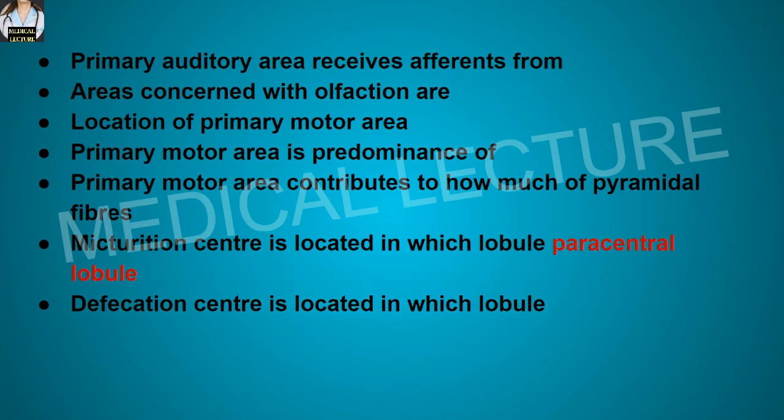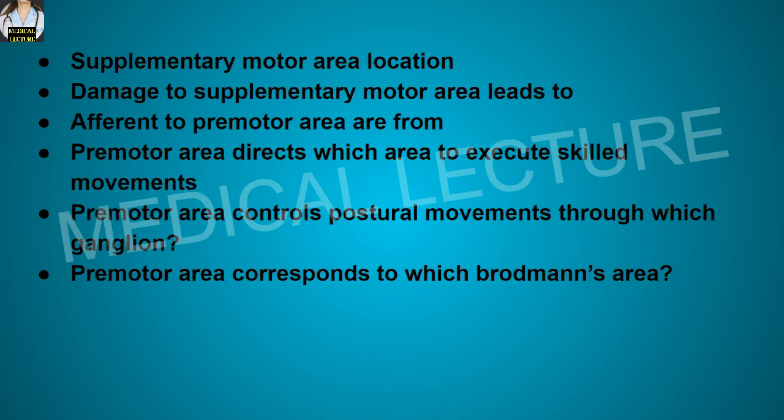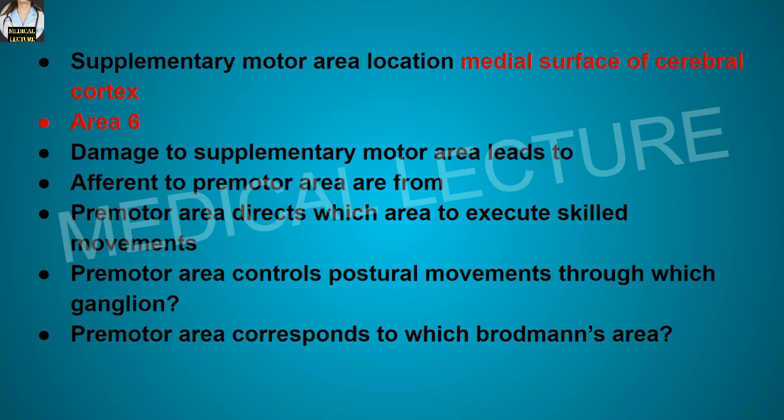Micturition center is located in which lobule? In the paracentral lobule. While the defecation center is located in which lobule? In the paracentral lobule, same. So micturition and defecation are both in the paracentral lobule. Supplementary motor area location: it is located in the medial surface of the cerebral cortex, area 6.